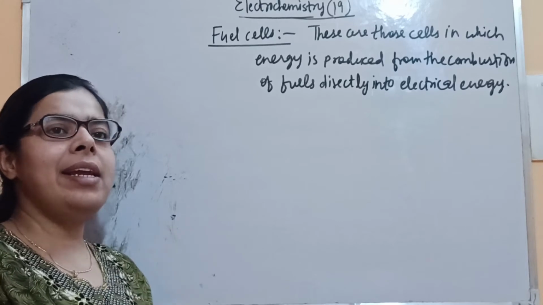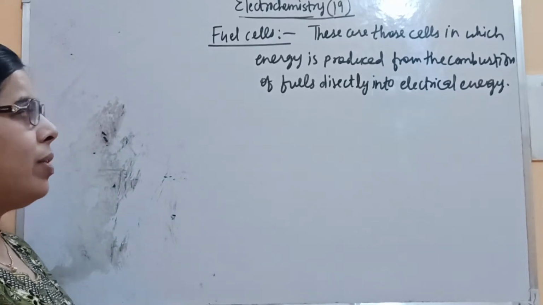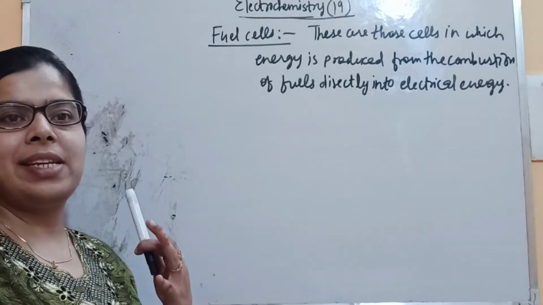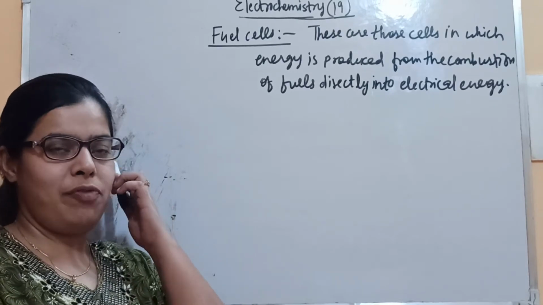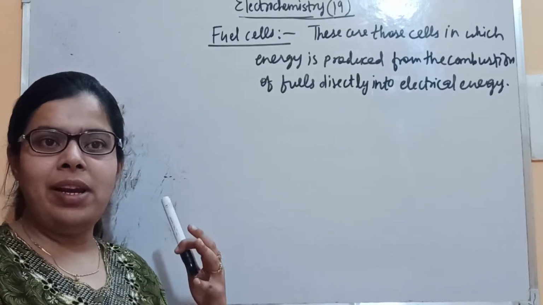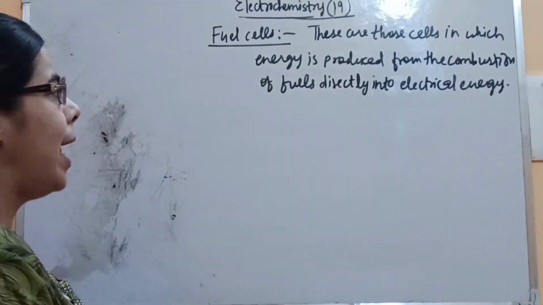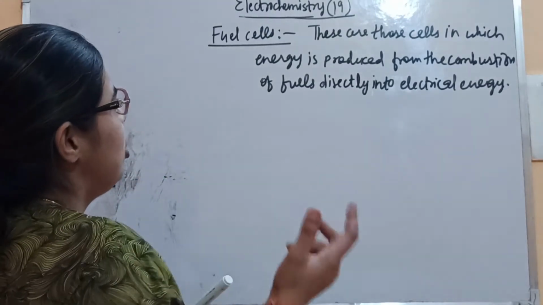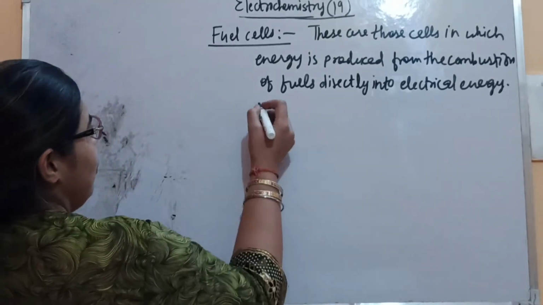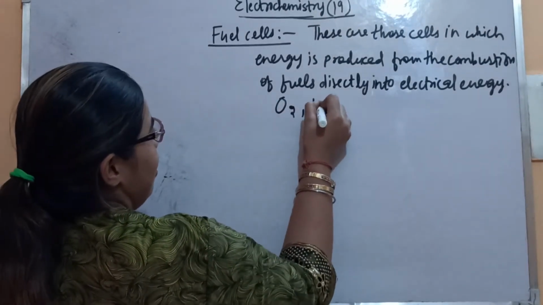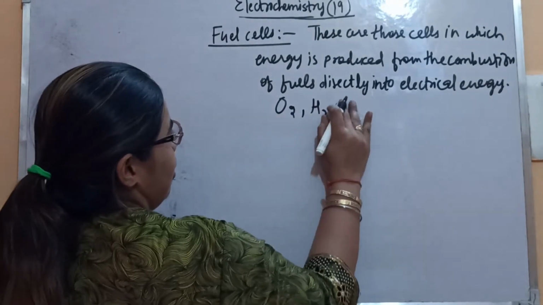It directly gets converted into electrical energy, and we know what combustion is. Whenever any fuel is getting burned, like hydrocarbons, which also act as fuels, carbon dioxide is evolved, and heat energy is evolved along with light. So these are those cells in which energy is produced from the combustion of fuels like oxygen, hydrogen, etc.